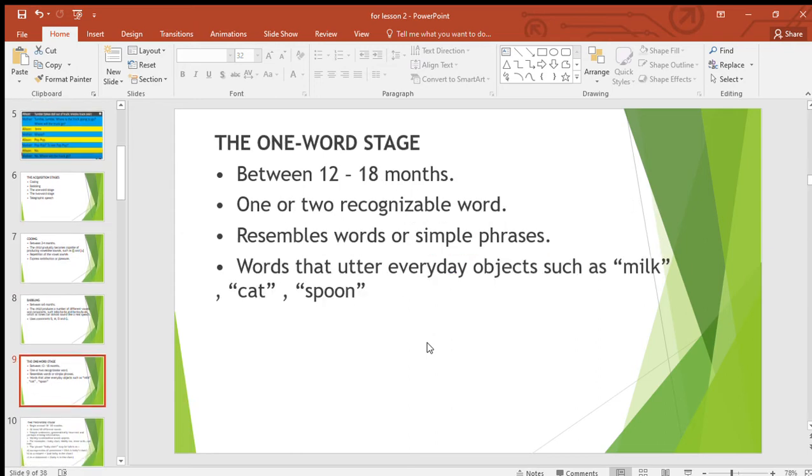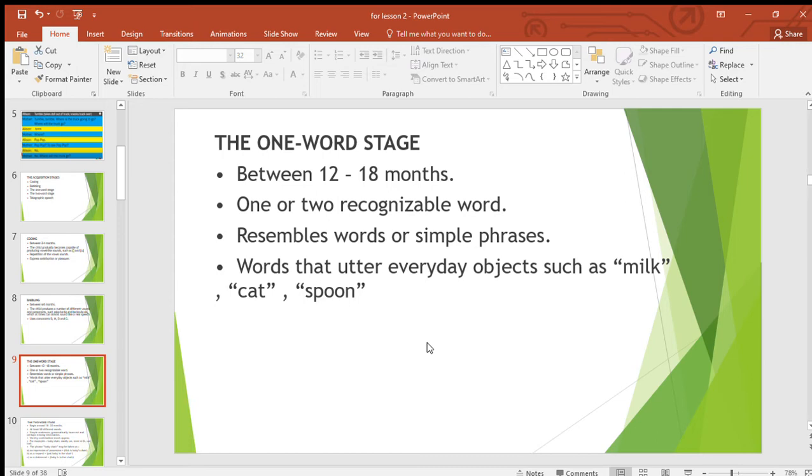Moving on, we have the one word stage. From the name itself, one word only, between 12 to 18 months, so 1 year and 6 months. Infants are able to recognize one or two words, resembling words or simple phrases. They are able to understand and say simple phrases or simple words, for everyday objects such as milk, cat, spoon, or in Tagalog, gatas, pusa, kutsara, or tinidor. During this stage, they're able to speak words now, no longer just syllables or consonant or vowel sounds, but complete words.